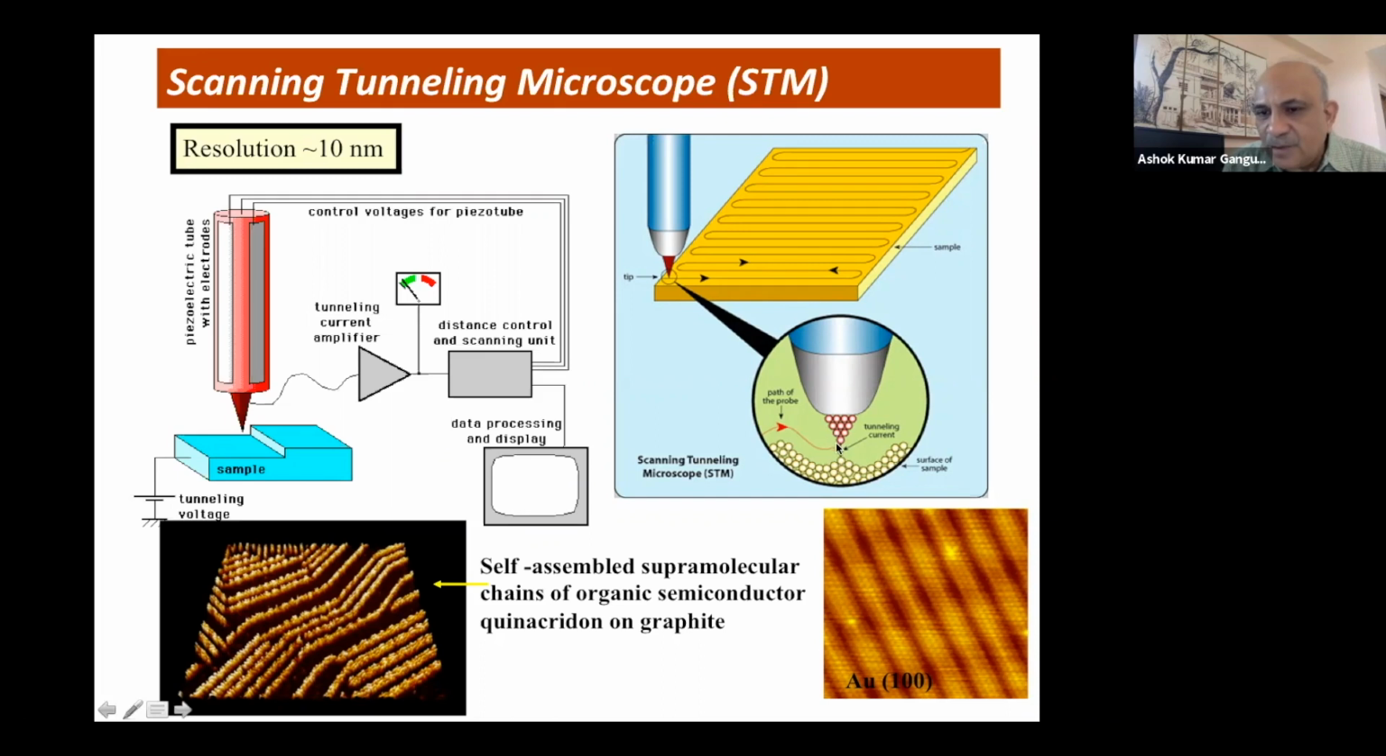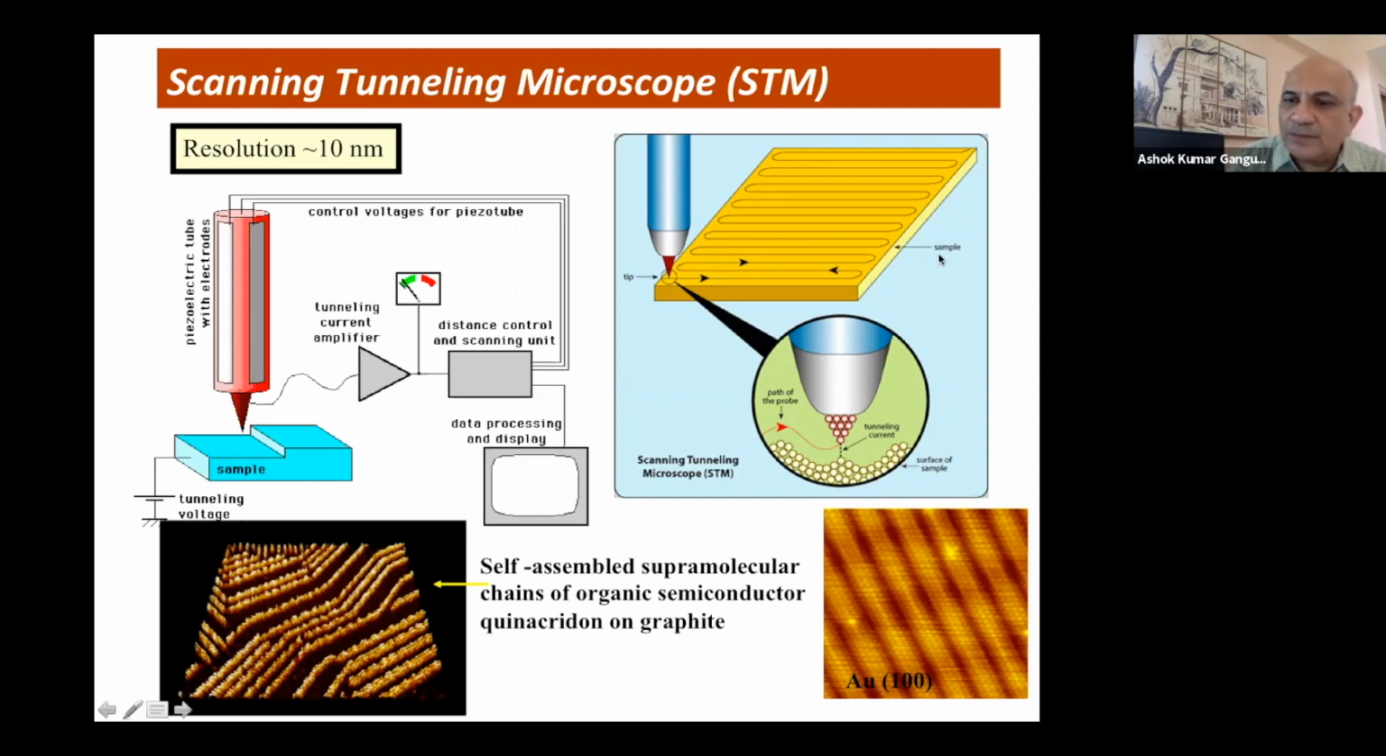So between the tip atom and the surface atom, there should be tunneling. Tunneling will happen when you are in the quantum regime, at very, very small distances. And then you can measure the tunneling current. Measuring the tunneling current tells you about the atom present on the surface. It tells you where certain atoms are there, where certain atoms are missing. So you can measure the entire surface.